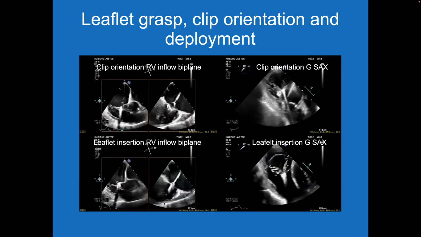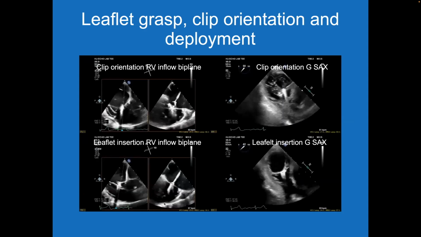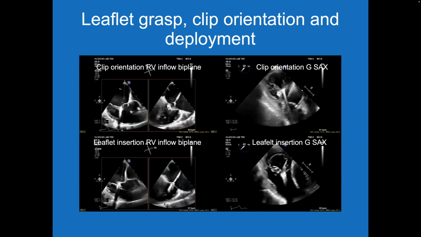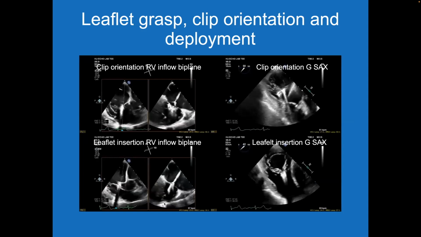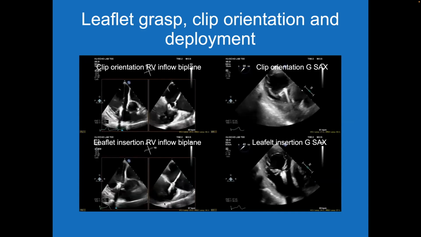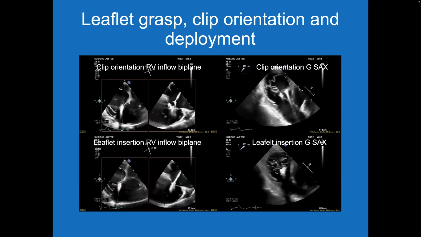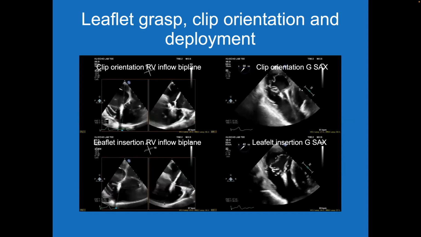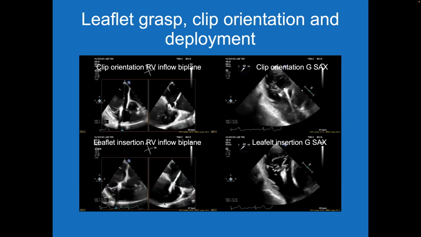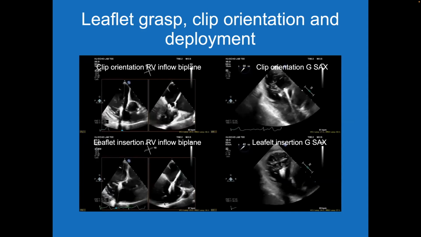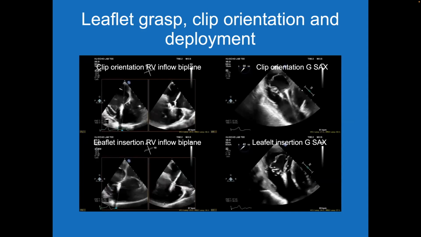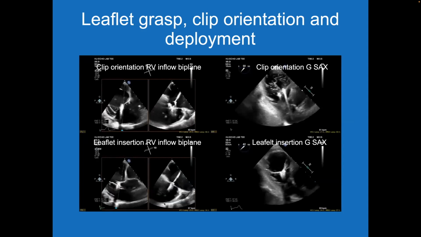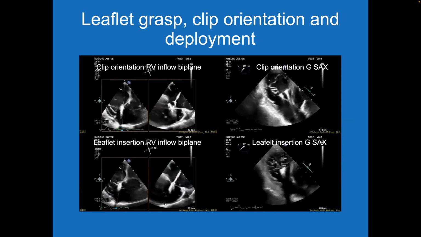As we said, these biplane pictures are very important. The top set of views on the left, the biplane RV inflow-outflow view of the actual clip near the leaflets, and then the gastric short axis. You're constantly going between the mid-esophagus and the gastric short axis to show the clip orientation, which you can see on the right-hand screen in that short axis picture: the clip is oriented perpendicular to the anterior and septal leaflet. And then you can see the leaflets well, that they were grabbed on the left-hand top picture.